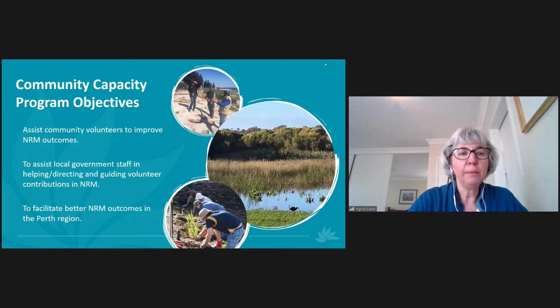So with our program, what we are looking at doing is assisting community volunteers to improve their outcomes in natural resource management. We work with local government to help and direct and guide their contributions for volunteers working in this environmental area. And overall, what we're trying to do is to facilitate better outcomes in natural resource management across the Perth region. And the images throughout the presentation just show the work that our volunteers do.